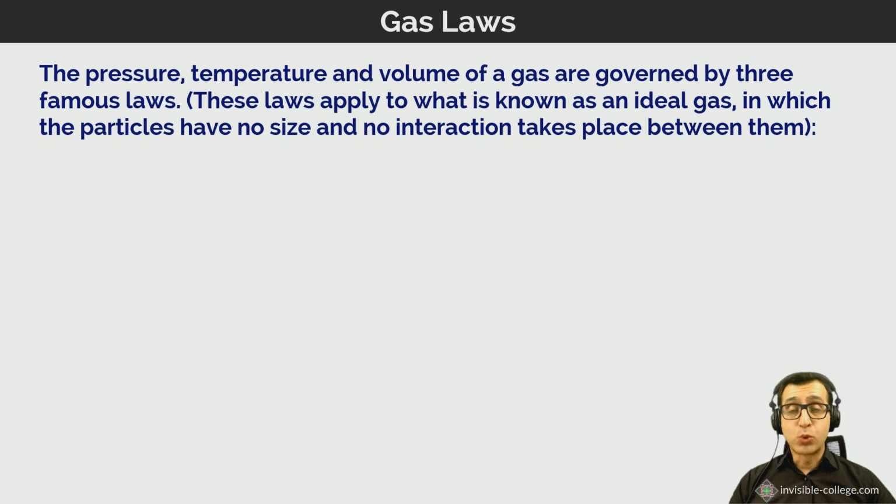So the gas laws that we're going to be talking about were based upon a theoretical modeling of a gas as being composed of particles with zero actual size, which collide perfectly elastically with each other. And this theoretical model of a gas is referred to as an ideal gas, in which the particles have no size and also no interaction takes place between them, and they collide elastically with each other. However, these laws still do describe very accurately the behavior of real gases.